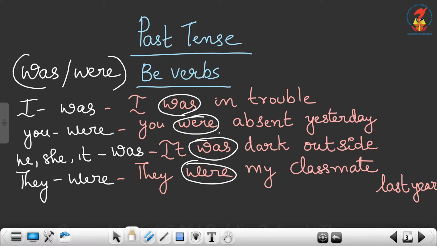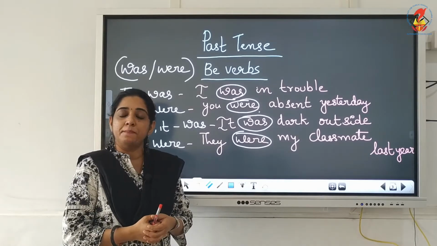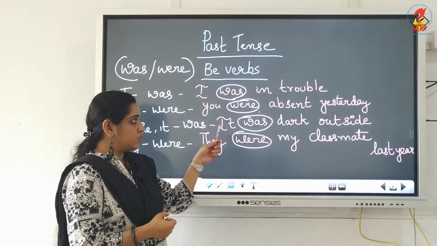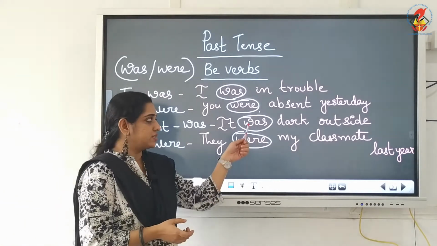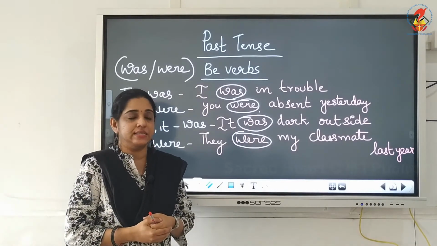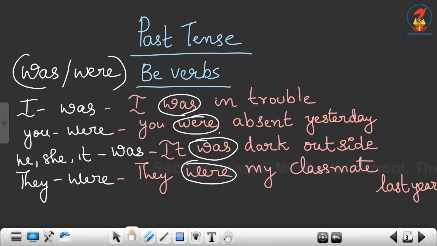You see the verb, I have circled the verbs in order to understand it properly. And, you were absent yesterday. With the subject you, you have to use the past form of the be verb, were. You were absent yesterday. What tense is that? Past tense, is it? Then, it was dark outside. So was is in what tense? Past tense. Now, they were my classmates last year.